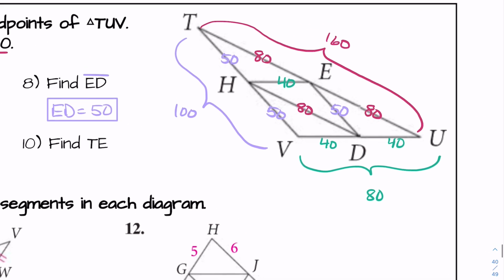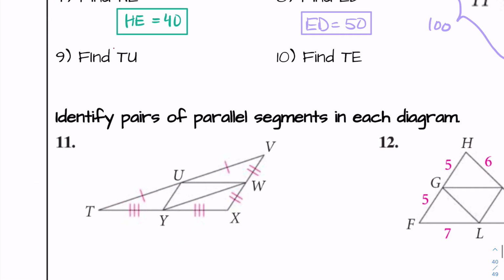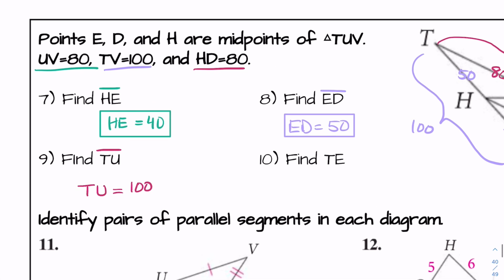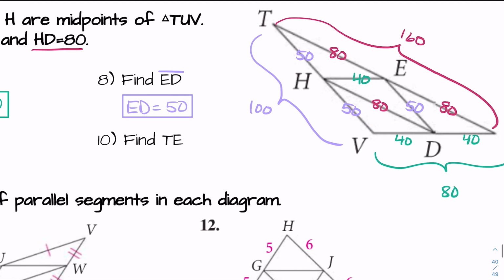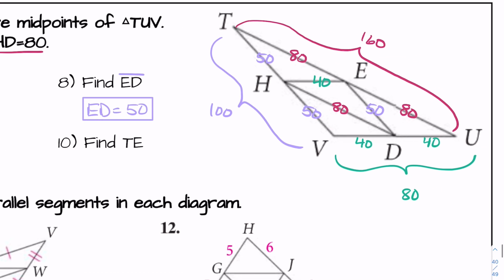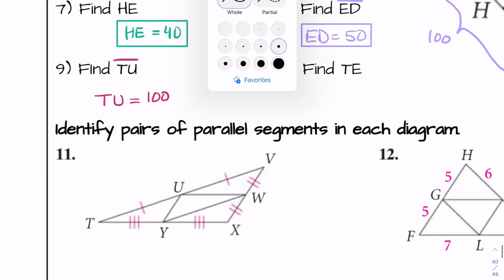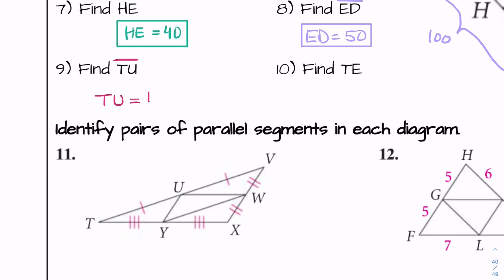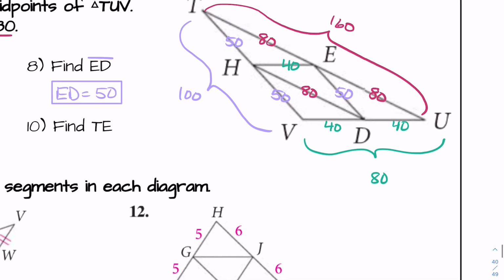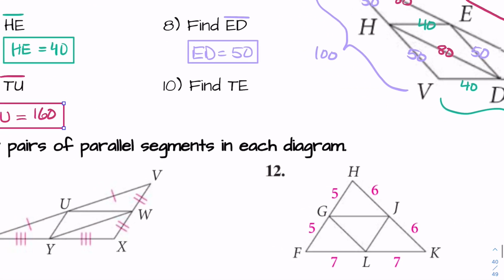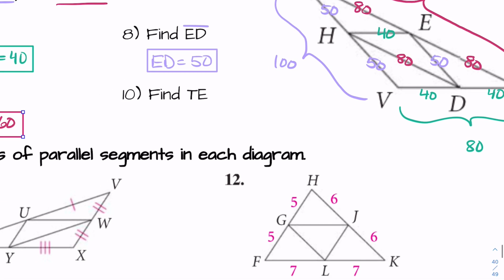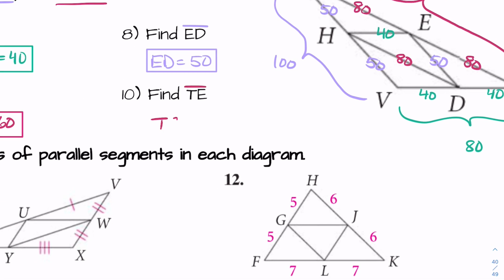Find TU. TU is 100. Whoops, no line above it. TU. Wait, TV was 100. Oh, TU is 160. I knew that was weird. Okay, 160. My bad. Yep, TU is 160. Okay, and TE is also in red, so TE is 80.